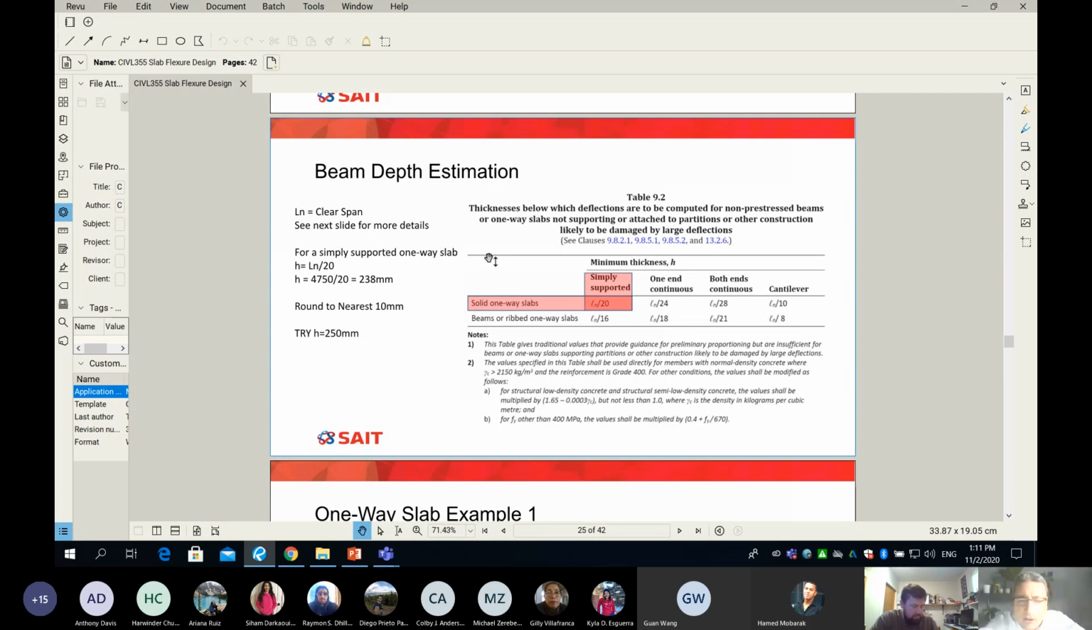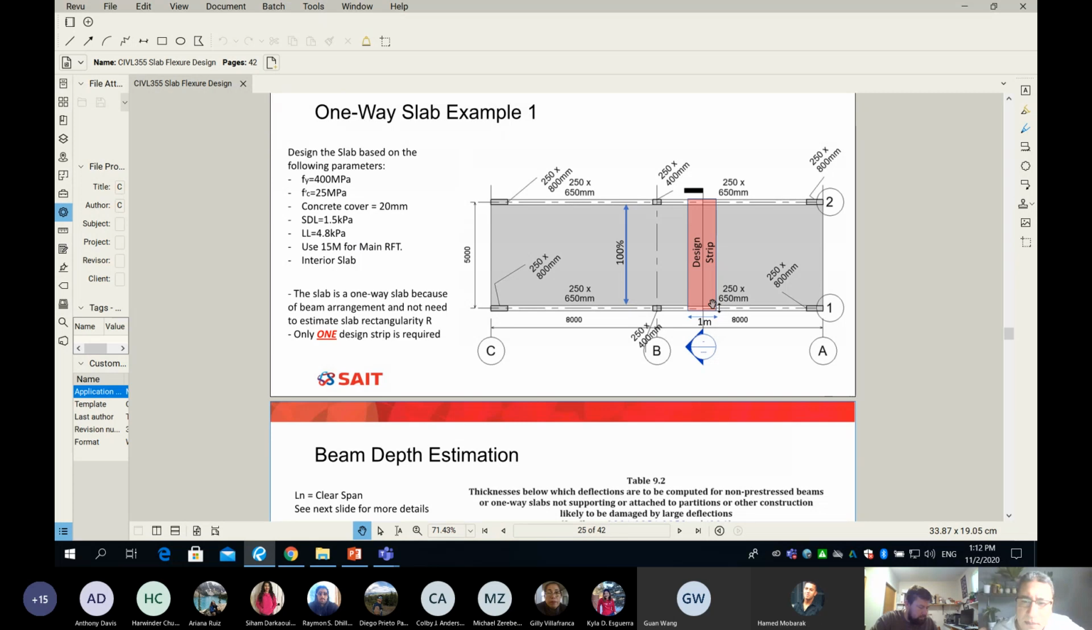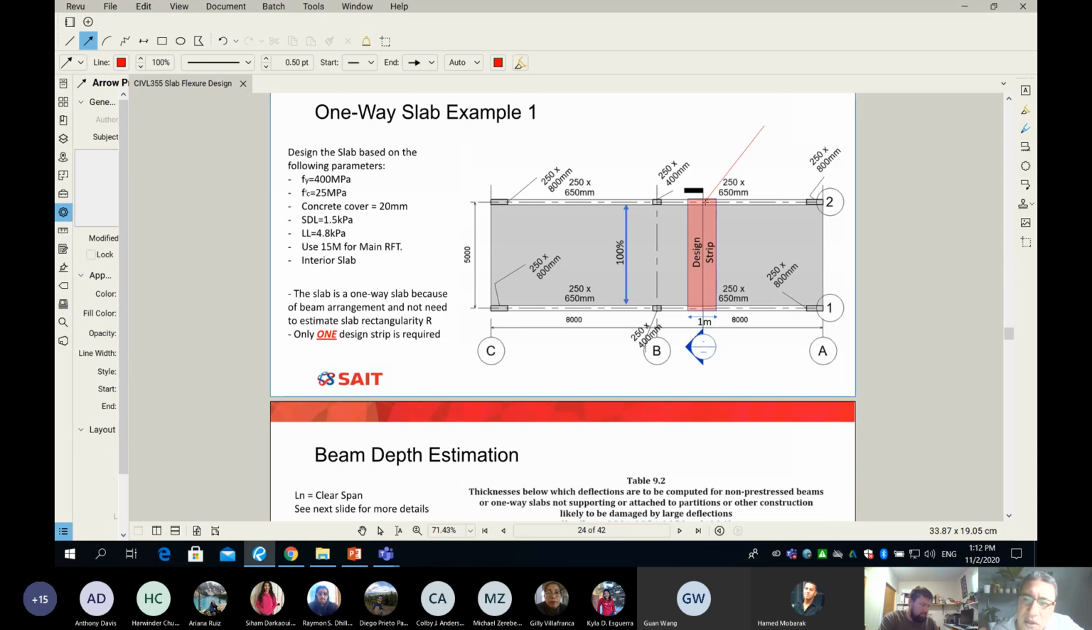On my table, I shaded which row and column need to be used. You can see solid one-way slab, so that's the first row, together with simply supported. Why did I say my design strip is simply supported? Not very difficult. Please look at my plan view. If this is my design strip, where are the support points? I have one here where the design strip will rest on the beam. I have another point here where the design strip will rest on the beam.